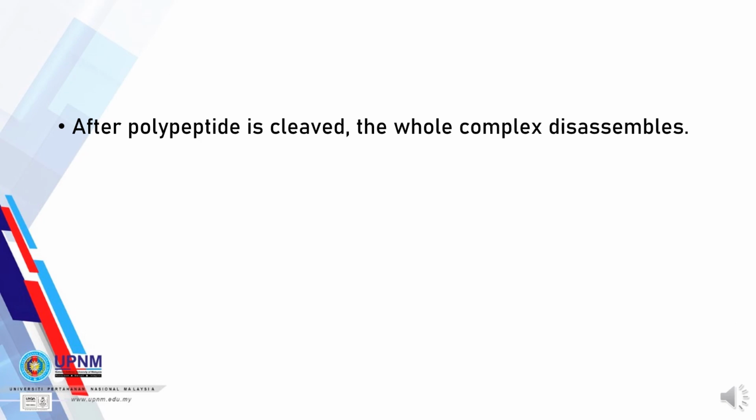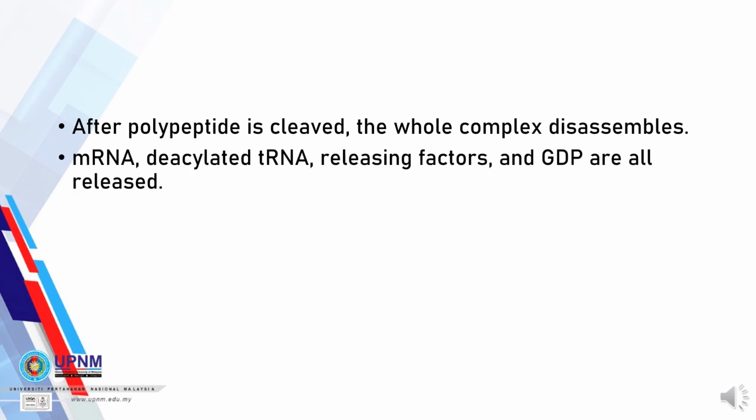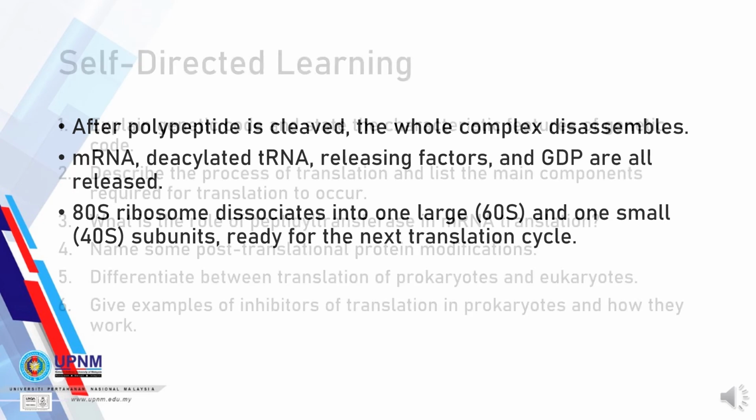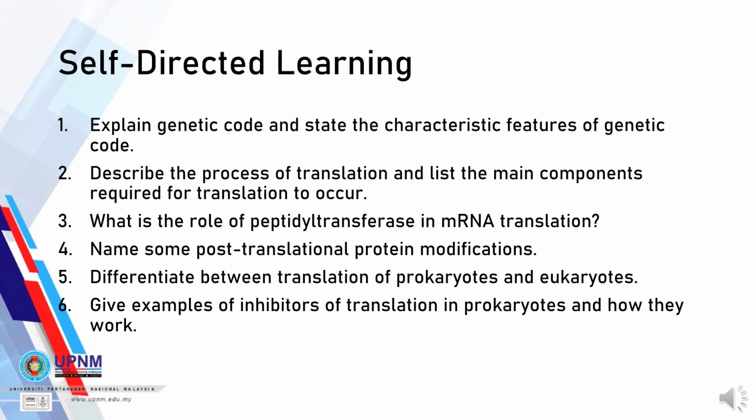After the polypeptide chain is cleaved, the whole complex disassembles. mRNA, deacylated tRNA, releasing factors, and GDP are all released. The 80S ribosome will dissociate into one large, 60S, and one small, 40S, subunit again, ready for the next translation cycle. This is the end of this video.